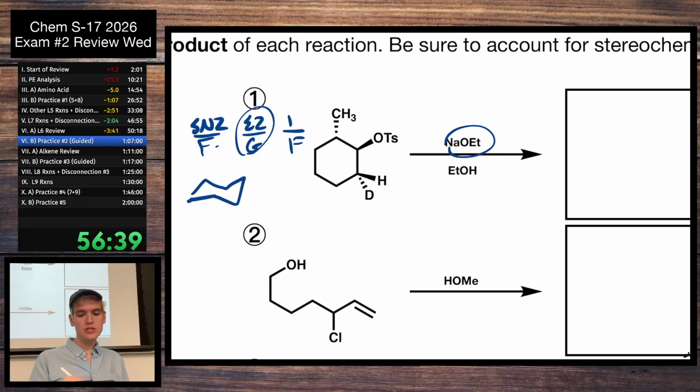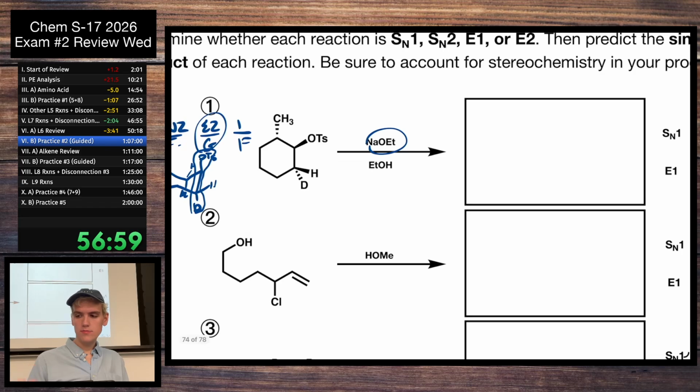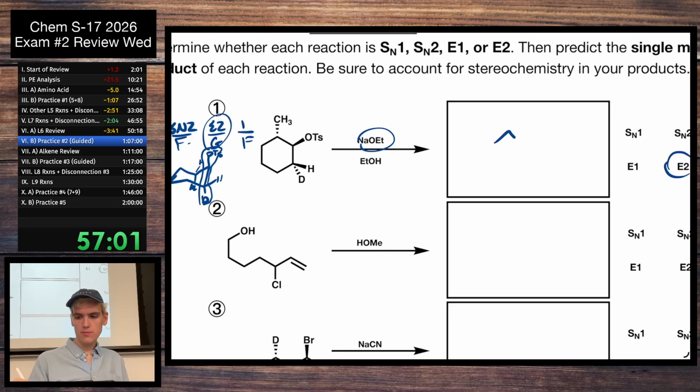We draw our little mini chair. We want our leaving group, the tosylate, to be axial or equatorial? Axial. Okay. Well then over here we have a hydrogen up, a methyl down. And over here we have a hydrogen up, a deuterium down. So the one that's antiperiplanar is the deuterium. So we are doing an E2, and our product is here. You can write in the H if you want, just to be clear that we removed the deuterium.